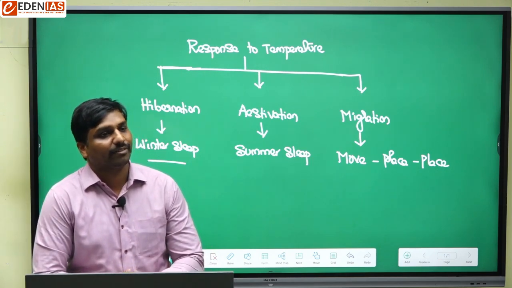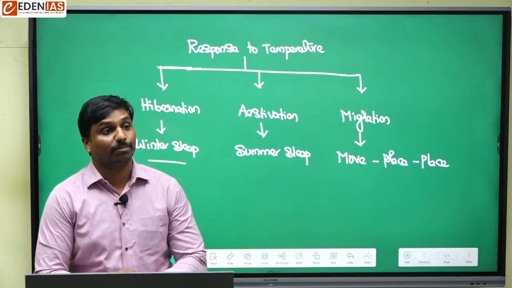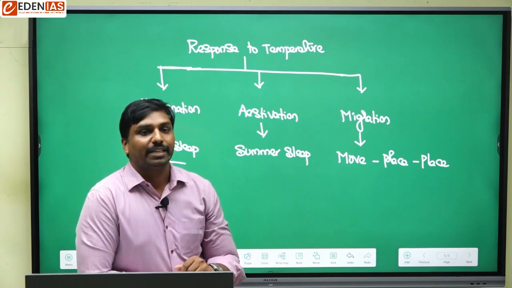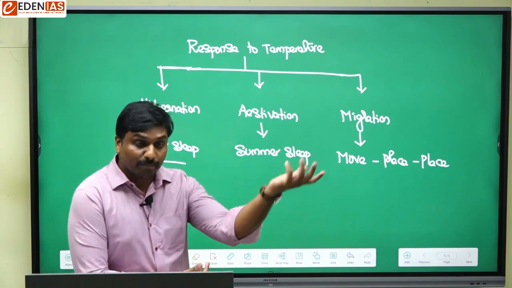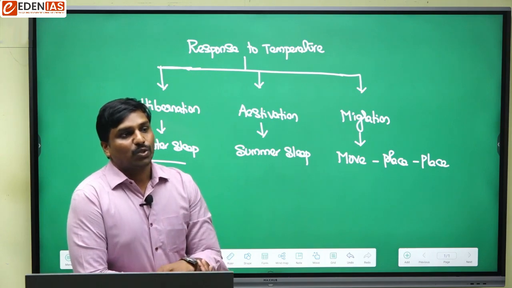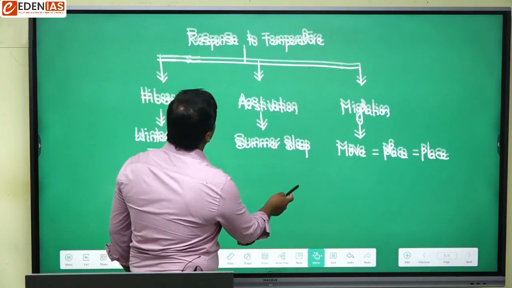So where is Keoladeo Ghana National Park? Yes, it is located in Rajasthan. So Bharatpur Bird Sanctuary. Earlier it used to be called Bharatpur Bird Sanctuary. So it migrates to this national park. There is a specific route for that. Usually this Siberian crane will have a specific route.